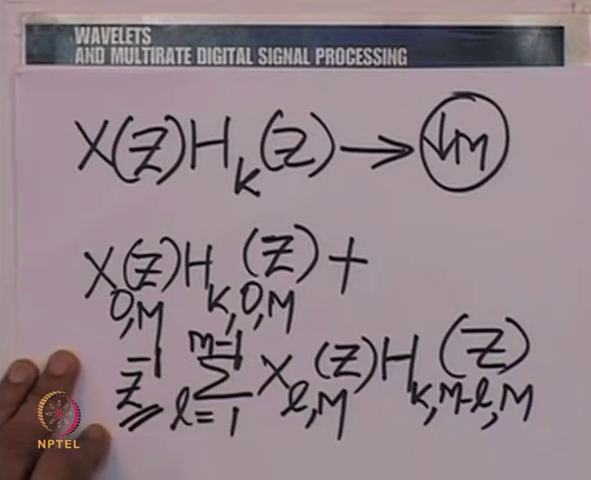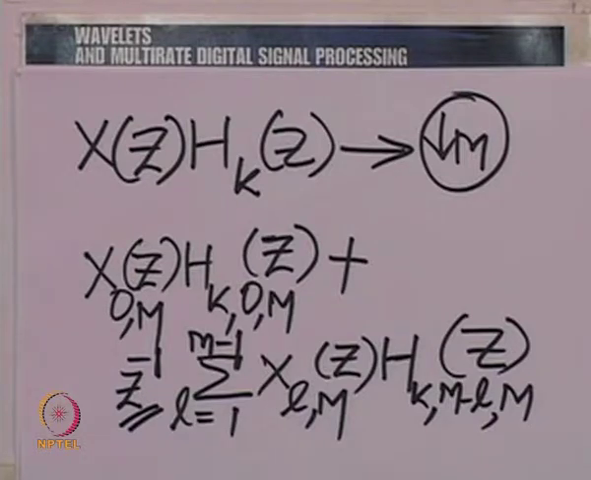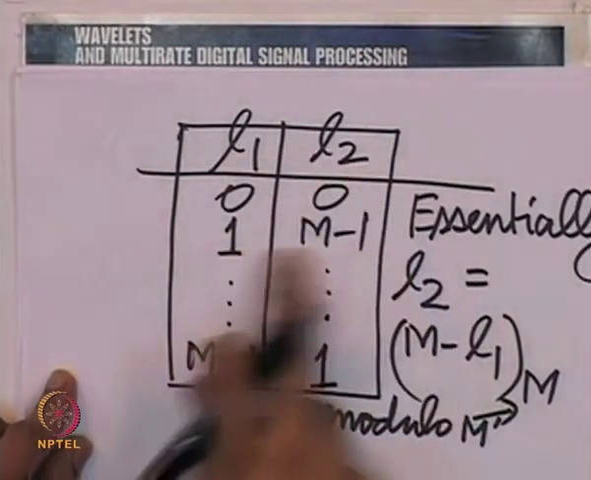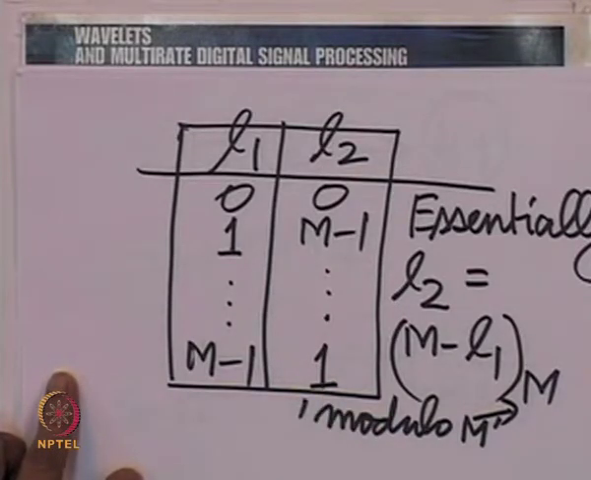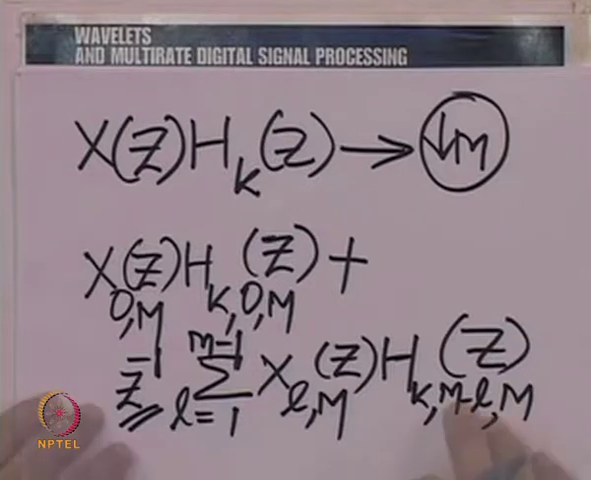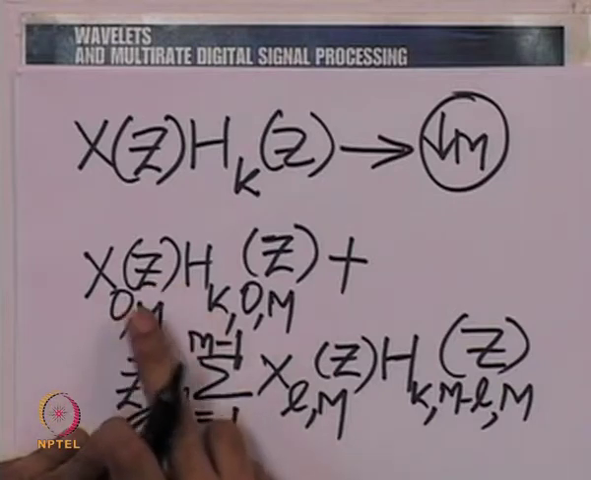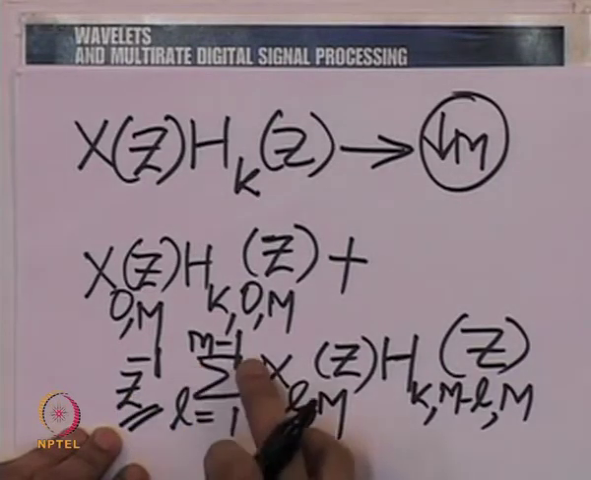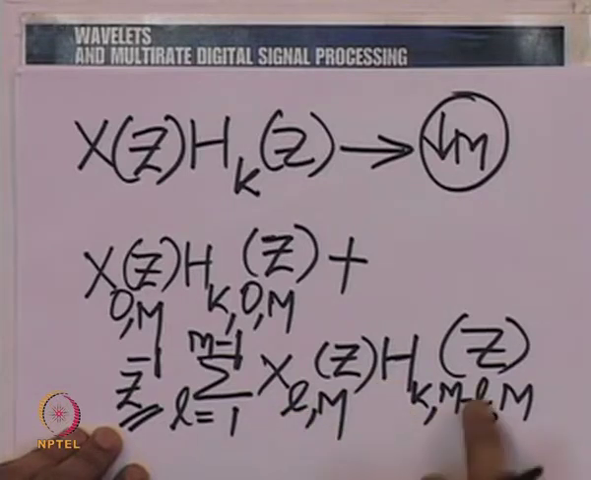Please note there is a multiplication by z inverse, because except for the case where L1 is equal to 0 and L2 is equal to 0, for all the other cases you have L1 plus L2 summing up to capital M. So, when you downsample by capital M, you get a z inverse power. A z raised to the power minus M term would have remained originally, and on downsampling it becomes z inverse. A simple but elegant and beautiful expression that we have right here. So, I will repeat it: X_0 times H_k,0 plus z inverse times summation L going from 1 to M minus 1 of X_L H_k,M-L.